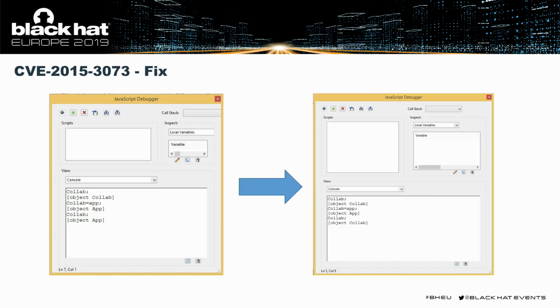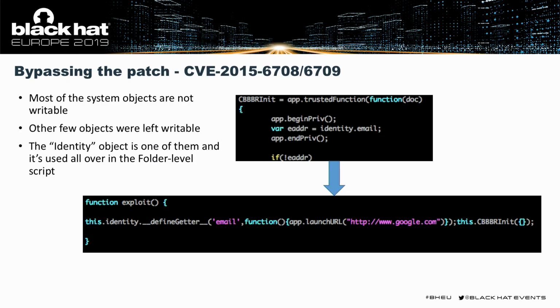So the fix. I mentioned that we can overwrite collab. We can overwrite app, right? If you see here, I overwrote collab with app, and collab now is app. So the fix was super simple: do not allow that to happen. Just make these objects not writable. So it was a simple fix. Did it work? It did. We were not able to escalate that way, but they still left other objects writable.